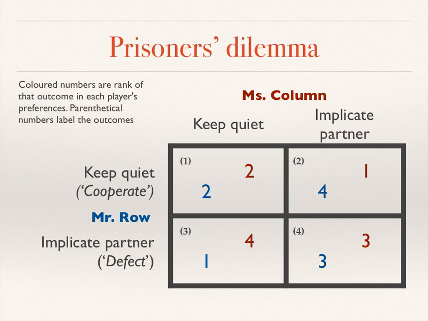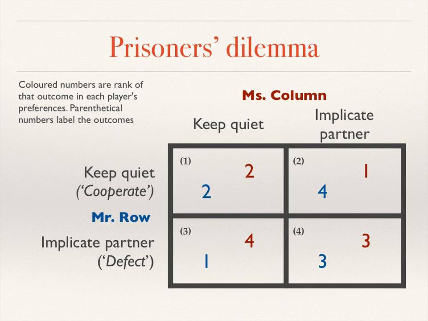The most famous example of this, and those of you that are taking GV441, the Introduction to Comparative Politics, will have encountered this, and many of you have probably encountered in various contexts, is the so-called prisoner's dilemma. And in the prisoner's dilemma, we imagine two prisoners, whom I've called here Mr. Row and Ms. Column, two prisoners who committed a crime together, and they've been put into separate cells by investigators and told that they have two choices. They can keep quiet or they can implicate their partner.